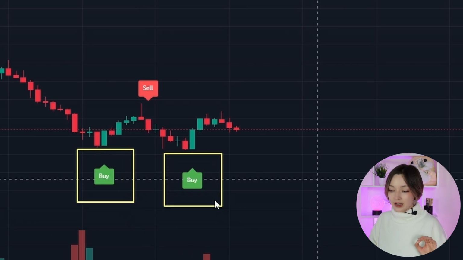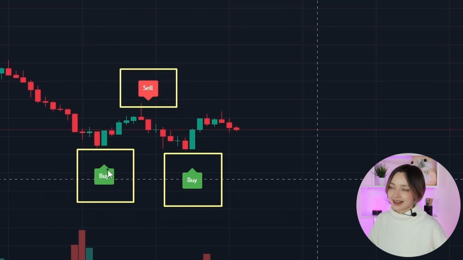If we see a buy signal, we place a trade upwards. If we see a sell signal, we place a trade downwards. I think it's as clear as possible. I hope everything's clear so far.